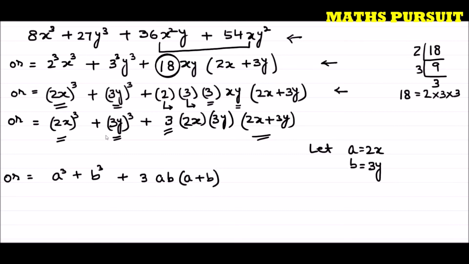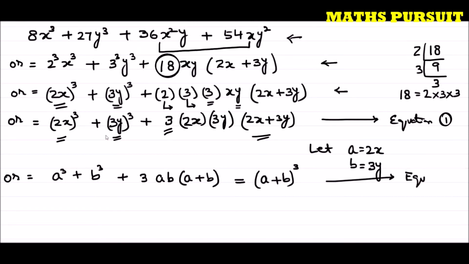Now guys, you could see that this belongs to an identity, a to the power 3 plus b to the power 3 plus 3ab into a plus b. Which identity is it? If we solve, you could see that this is nothing but a plus b to the power 3, a plus b whole cube. This is the identity we have. Now let me give this one as equation 1 and this one as equation 2. Hope guys I'm very clear till here.